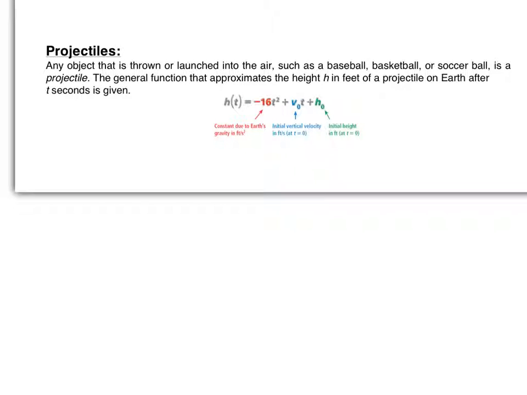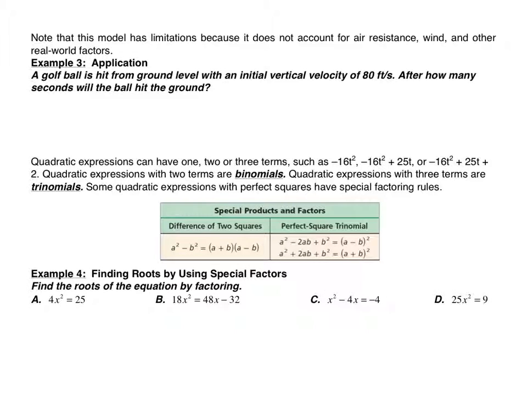So let's take a look at a problem like example 3. It has a note: this model has limitations because it does not account for air resistance. It doesn't account for wind or any other real-world factors. It just assumes that nothing is acting upon it.